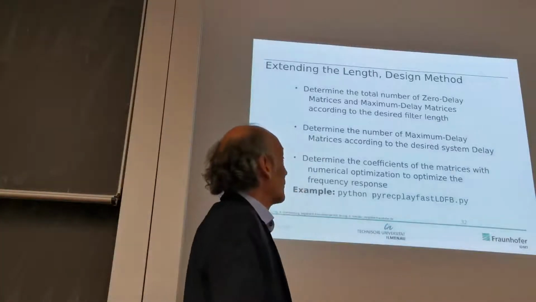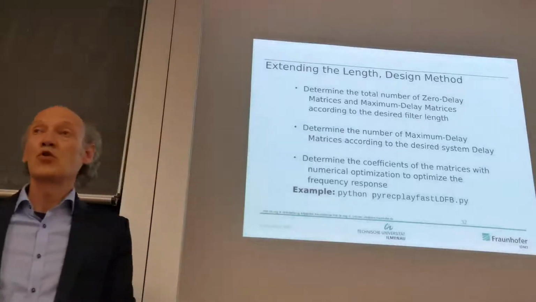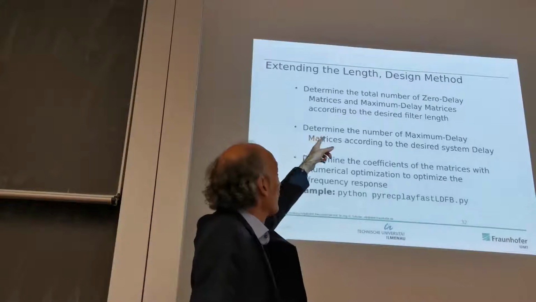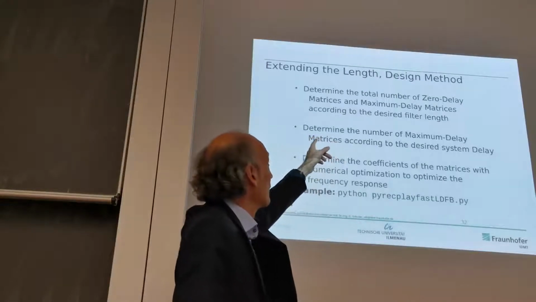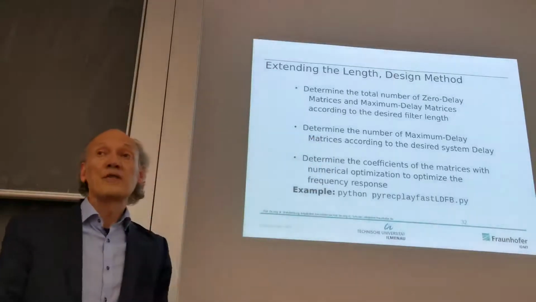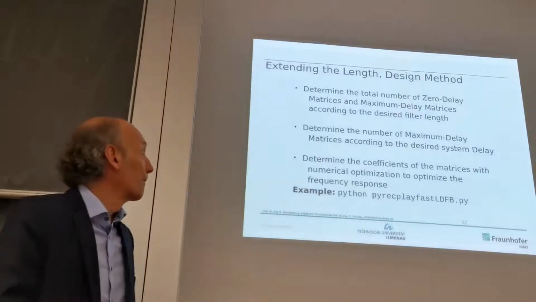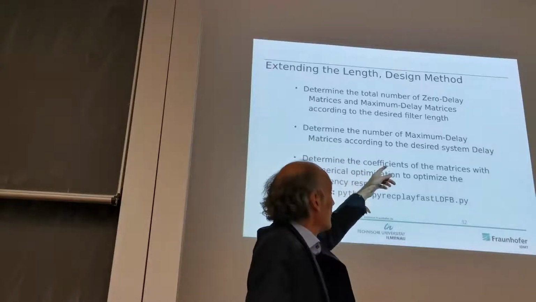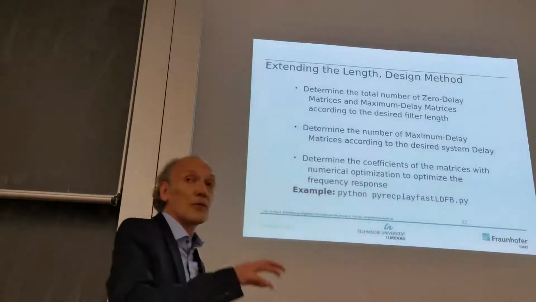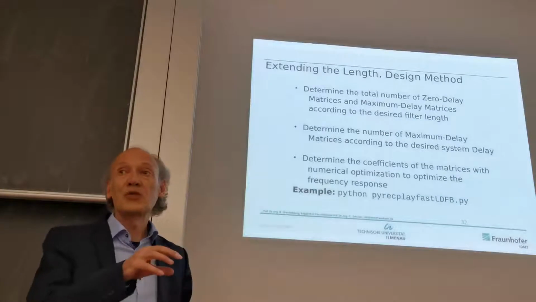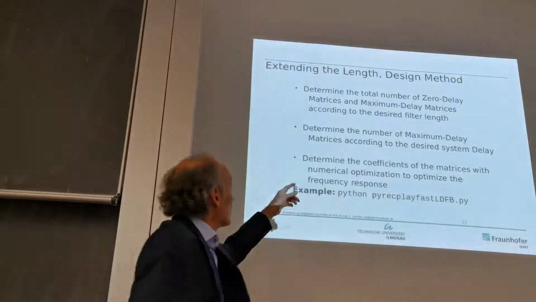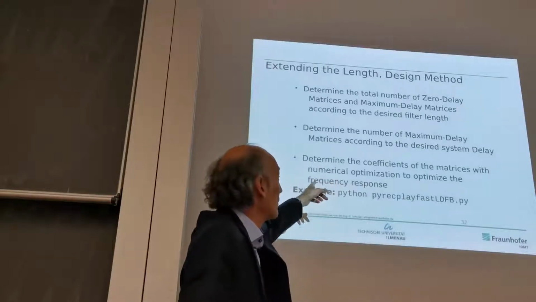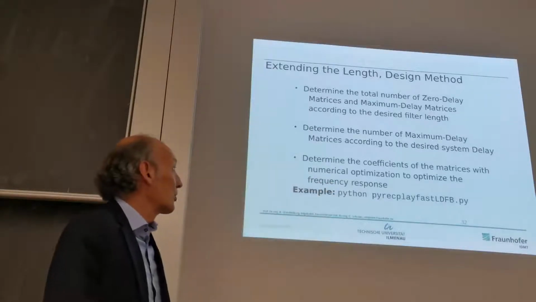Yeah, so for the design of filter banks, we can now choose what we want to have. So we can determine the total number of zero delay matrices and maximum delay matrices according to the desired total filter length. Then we can determine the number of maximum delay matrices according to the desired system delay, because only the maximum delay matrices change the system delay. Yeah, and then finally we can determine the coefficients of these matrices with numerical optimization to optimize the frequency response.